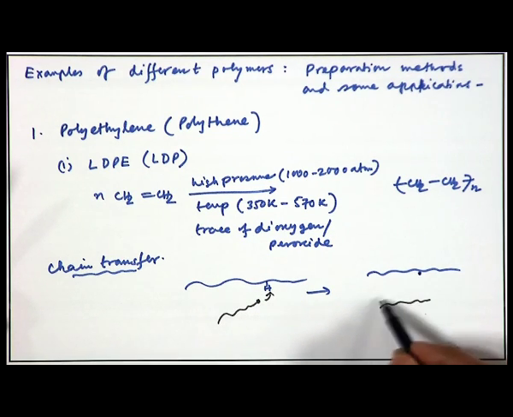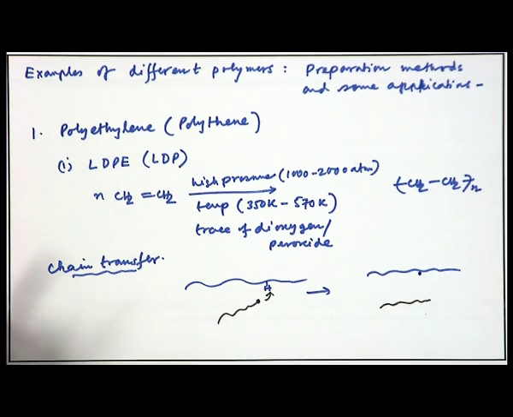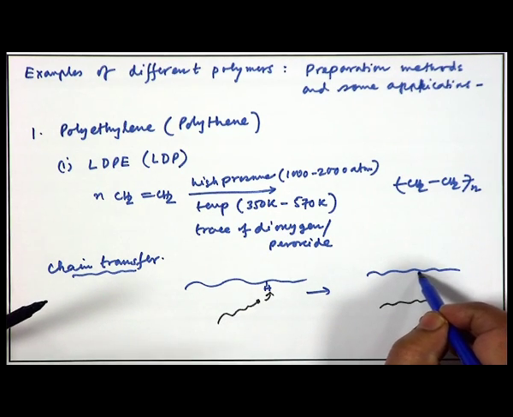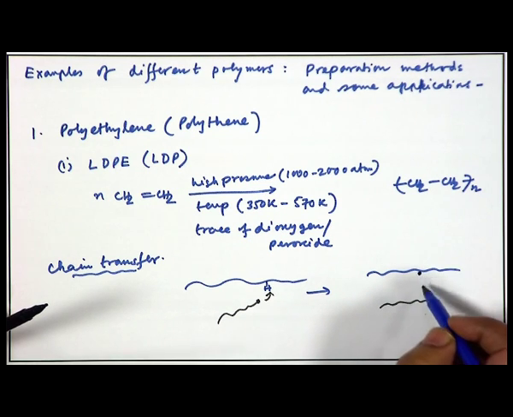So, this chain is now not progressing or propagating anymore, it is terminated, but you now have an active center here, an active radical. Now, you can get further polymerization here, the monomers can get added here and here.